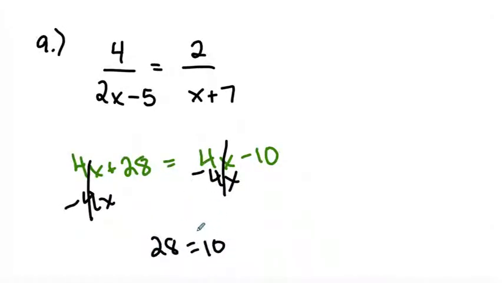Now in Algebra 1, you learned that you have to see if the equation becomes true. This is a false statement. 28 does not equal 10. The variables canceled out, so this would be no solution. And that can happen in proportions, okay?